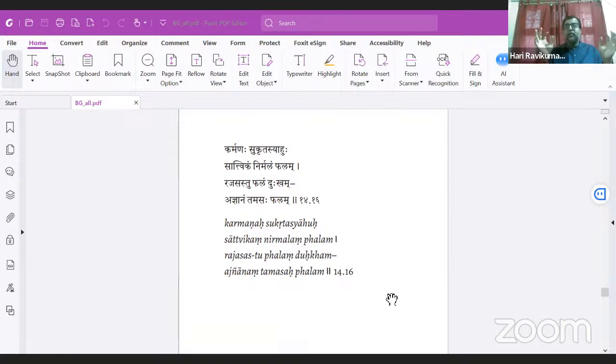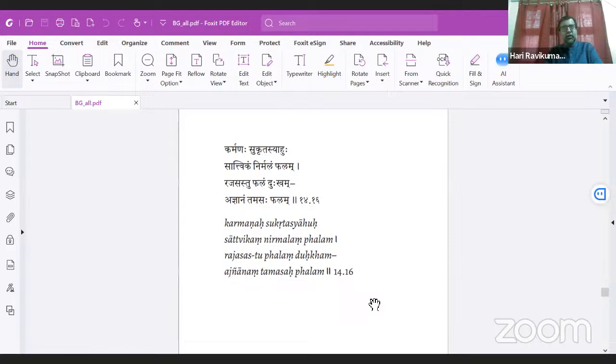And tamasaha phalam ajnanam. The fruit of tamas, the result of tamas is ignorance. So if we are in tamas, we will attain ignorance. If we are in rajas, we will attain little sukha, but mostly dukkha, because we are craving for things. When we are in sattva, then goodness and purity will be the reward.